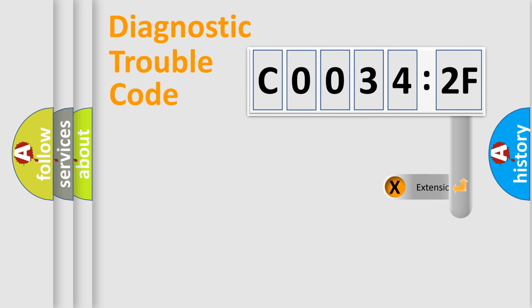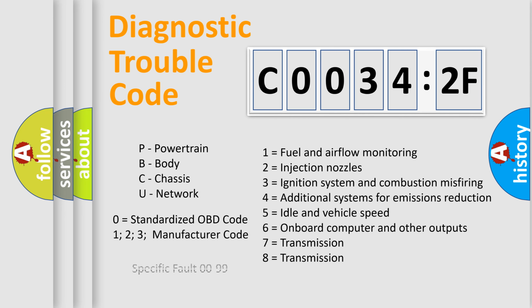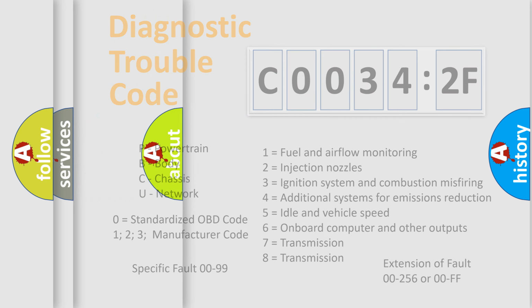The add-on to the error code serves to specify the status in more detail. For example, a short to the ground. Let's not forget that such a division is valid only if the second character code is expressed by the number 0.